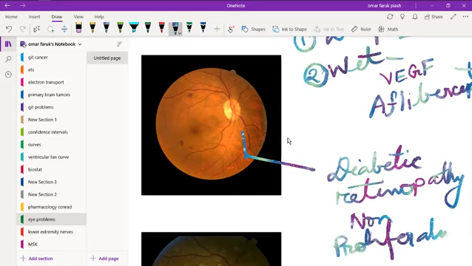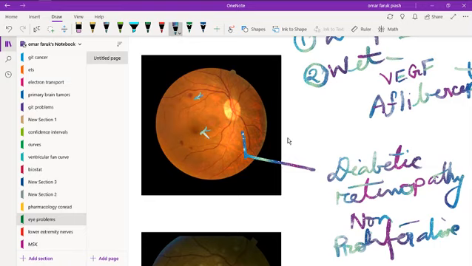In non-proliferative, damaged capillaries leak blood, lipid and fluid seep into the retina. That's why there is hemorrhage. Look, this is hemorrhage. That's why there is hemorrhage and macular edema. And what you have to do is to control blood sugar.